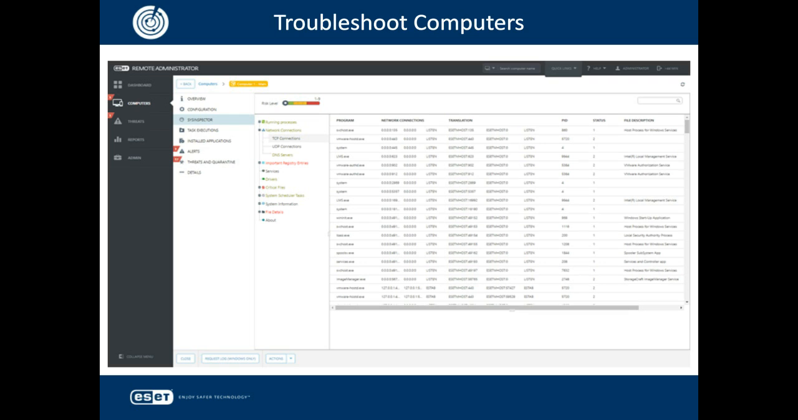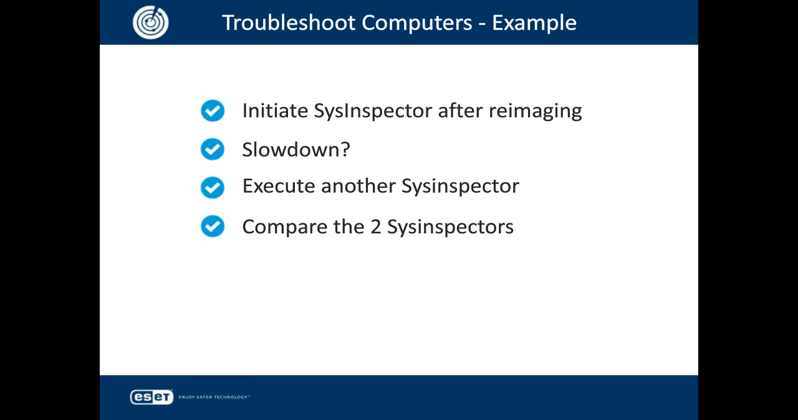How some companies will utilize this is after they've gone ahead and re-imaged a computer, they'll take a SysInspector log. Then when a user complains that they have slowdown on their machine, they'll execute another SysInspector log. And ESET has the ability to compare the two SysInspector logs to show you exactly what has changed over that period of time. So you can quickly identify that slowdown.